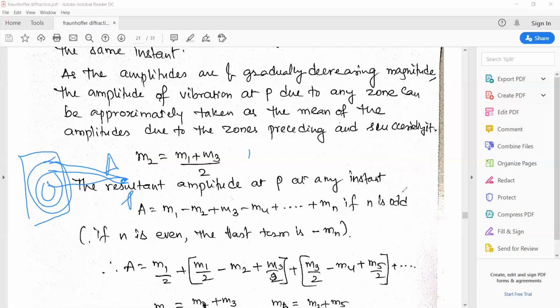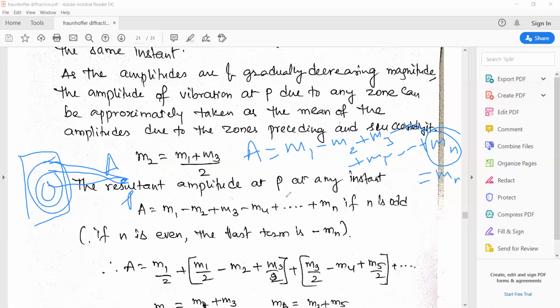So I will write net amplitude equal to, due to the first zone, M1. I told you all the odd zones will be positive, all the even zones will be negative. So M2 means even zone: minus M2 plus M3 minus M4 plus M5 and so on, plus Mn if it is an odd number. If the last one is an odd number, then it will be plus Mn. Otherwise, if it is an even number, you will keep a minus.